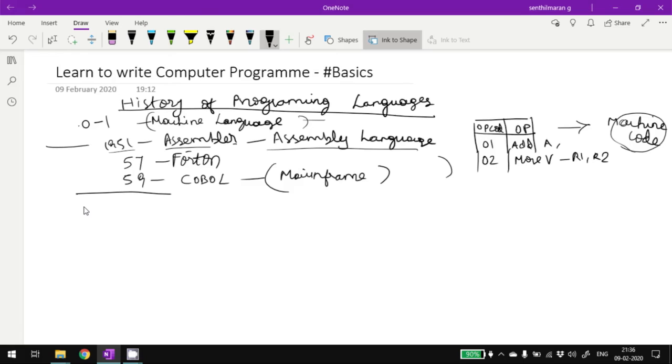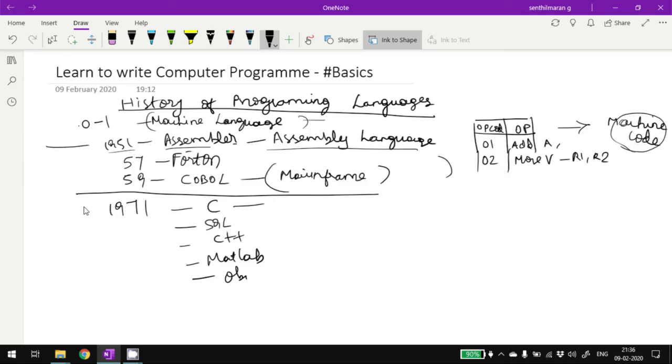After this, the next generation of programming languages started coming out. In 1971, C, one of the groundbreaking programming languages, was developed. Then there were many languages like SQL, C++, MATLAB, and Objective-C, which is used in Mac systems. Then Python in 1991, and in 1995 we have Java, which is one of the evergreens.